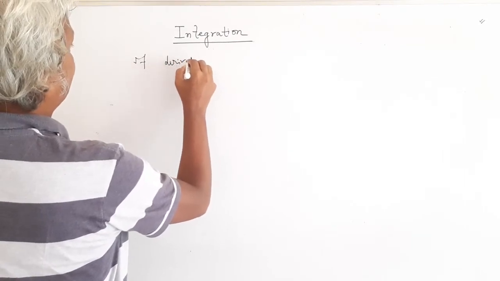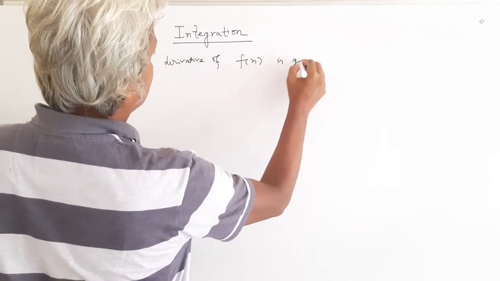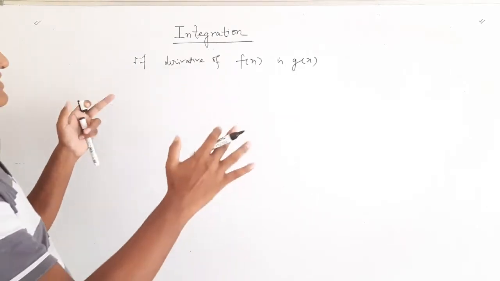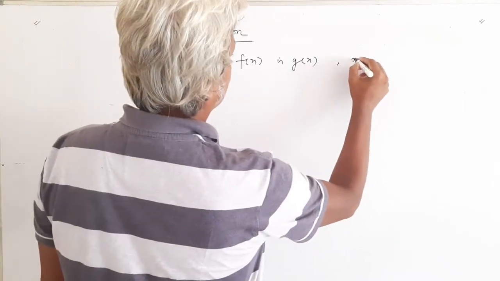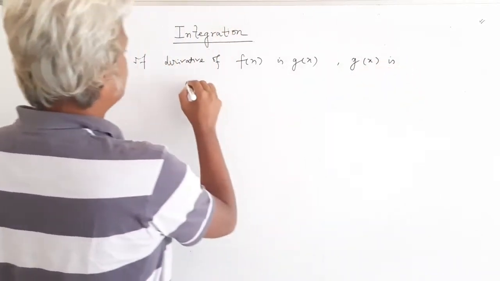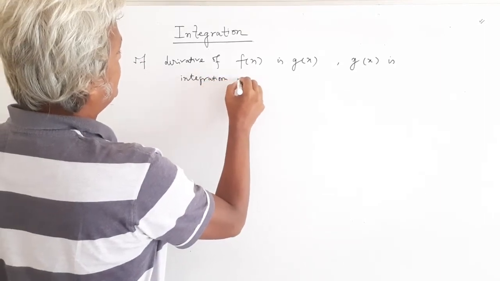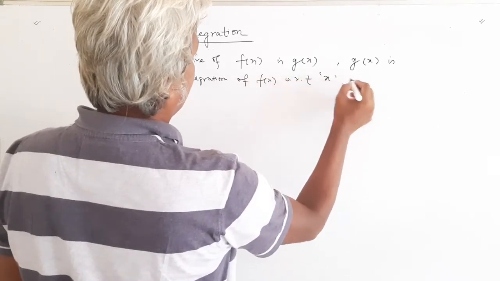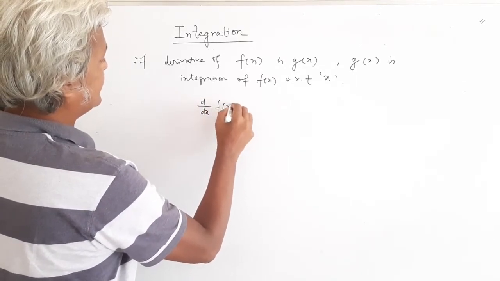the derivative of f(x) is g(x), means the function is defined so properly in its given domain that the derivative of f(x) is g(x), then g(x) is the integration of f(x) with respect to x.